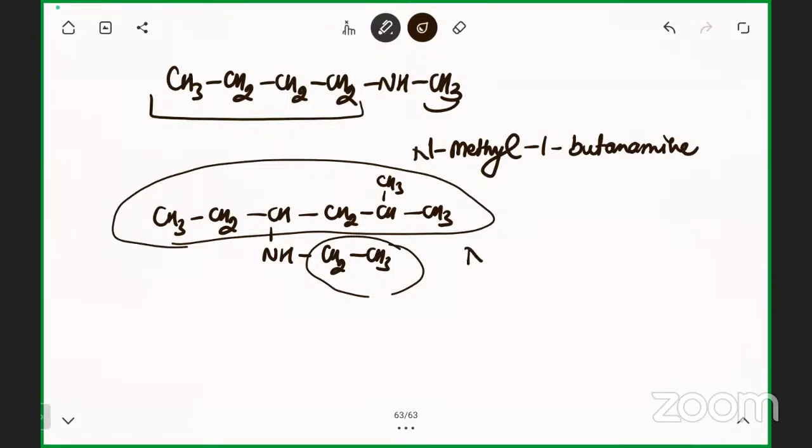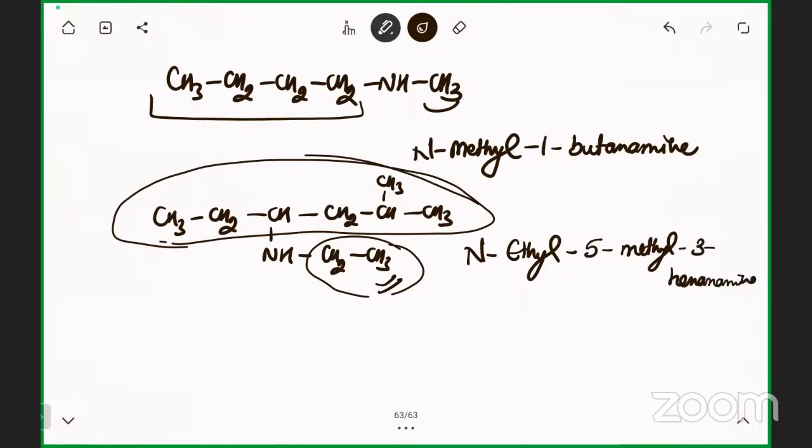So the name will be N-ethyl. Just because of alphabetic order, E will come first. Then dash. In this particular chain above, the CH3 is bonded on the fifth position. Okay, 1, 2, 3, 4, and 5. So 5-methyl, then 6 carbon hexanamine. We'll continue this later on also.